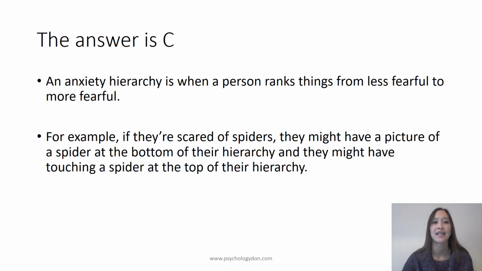The answer is C. An anxiety hierarchy is when a person ranks things from less fearful to more fearful. For example, if they're scared of spiders, they might have a picture of a spider at the bottom of their hierarchy, and they might have touching a spider at the top of their hierarchy.